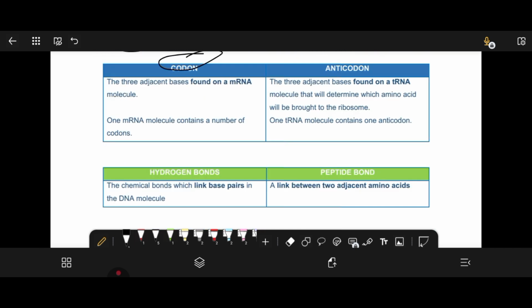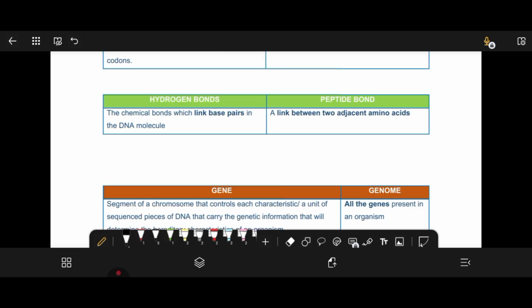A codon is the 3 adjacent bases found on a mRNA molecule. Okay, we spoke about what is a molecule. So a codon is the 3 adjacent bases found on mRNA, and then anticodon is the 3 adjacent bases found on tRNA. Codon, mRNA, anticodon, tRNA. Okay, so don't confuse the two.